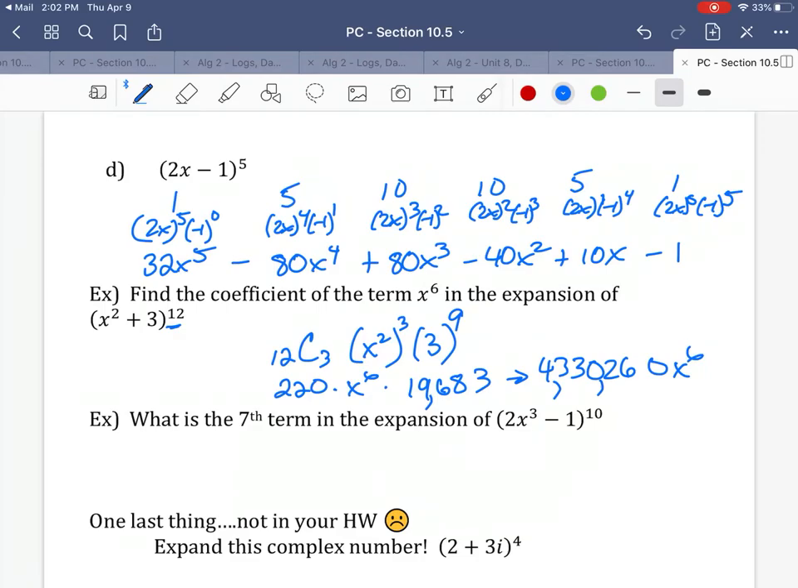All right, so there we go. So what is the coefficient? So I would answer, the coefficient is 4,330,260. All right, next one.